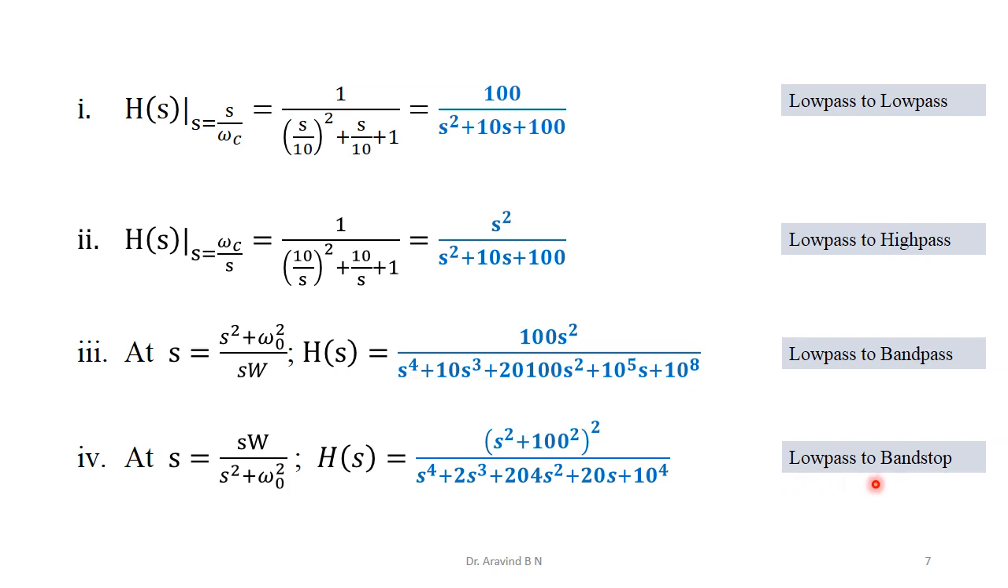Then low pass to band stop conversion. S is equal to SW divided by S square plus omega naught square. By substituting this and simplifying, we are going to get H of S is equal to this result. So again here also the substitution as well as the simplification step is not shown, but you are supposed to provide those steps as a part of the detailed solution.